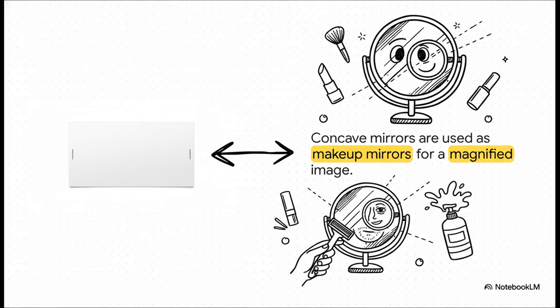Now on the flip side, a makeup or a shaving mirror, that's a concave mirror. And it's designed so that you put your face very close to it, inside its focal length. And what happens when you do that? The reflected rays create a magnified, upright, virtual image. It's the perfect proof of how just changing your position in front of a concave mirror completely changes the reflection.